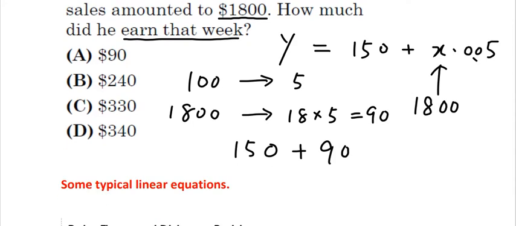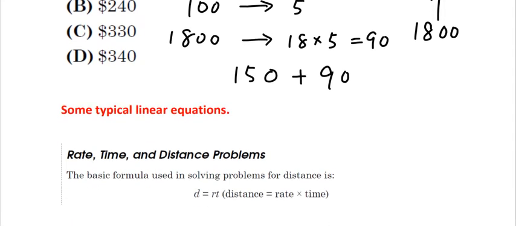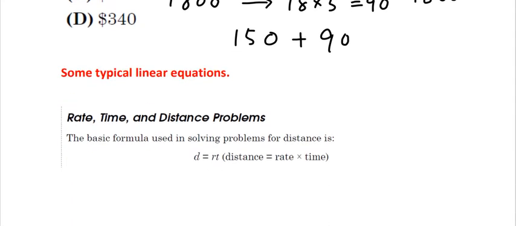So we have some typical linear equations. We just check two of the many others. The first one is the distance problem: d equals r times t. Distance equals speed multiplied by time.